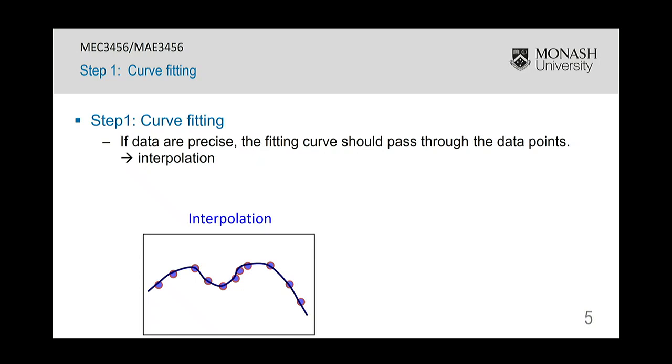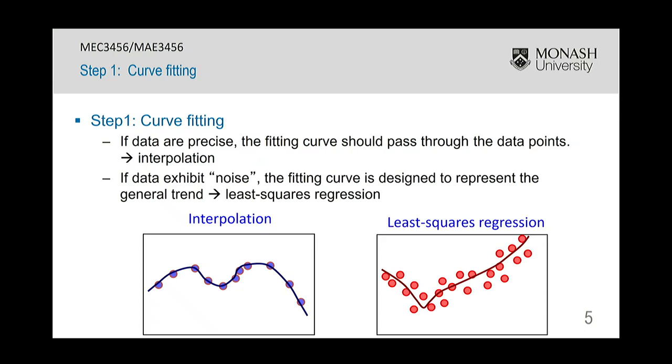How do we do the curve fitting? Well, if our data is precise, in other words, we have a great deal of confidence in how good the data is, the fitting curve should pass through the data points. So if we've got these blue points here and we come up with some function that passes through the points, this then is interpolation.